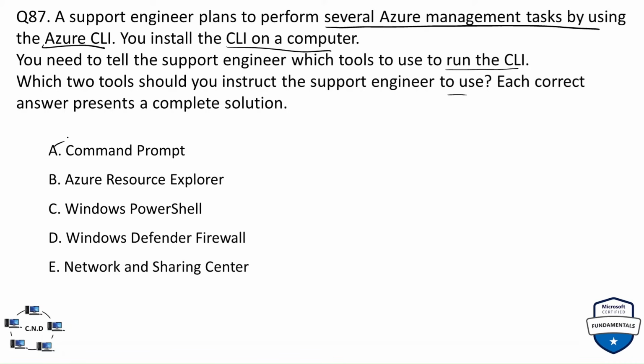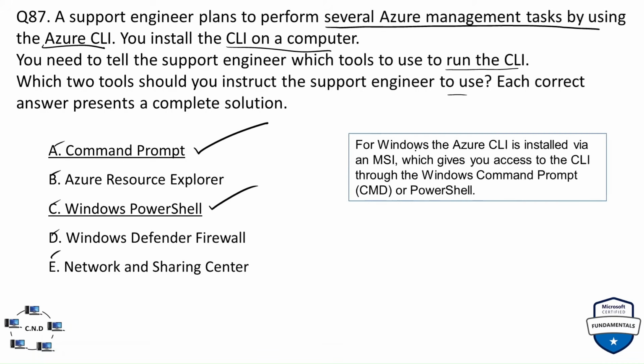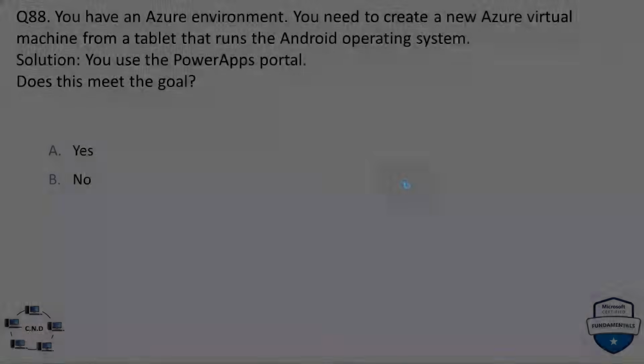The options are A. Command prompt, B. Azure Resource Explorer, C. Windows PowerShell, D. Windows Defender Firewall, and E. Network and Sharing Center. And the correct options are A. Command prompt and C. Windows PowerShell. So for Windows, the Azure CLI is installed via an MSI or Microsoft installer, which gives you access to the CLI through the Windows command prompt or CMD or PowerShell.